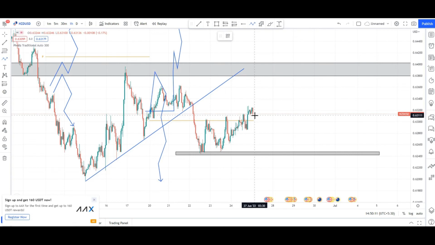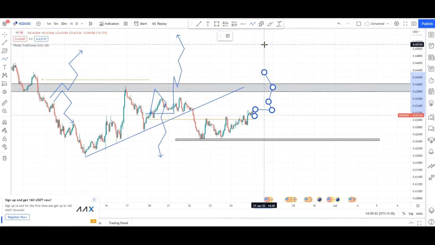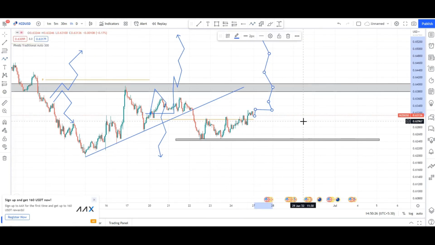Okay guys, right now if it wants to go, then it has to break this, and your first target will be somewhere here, second target. Okay guys, if it takes support once again, your third target, fourth and fifth target guys. These are the 5 targets.